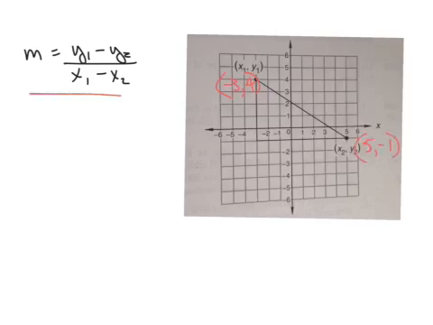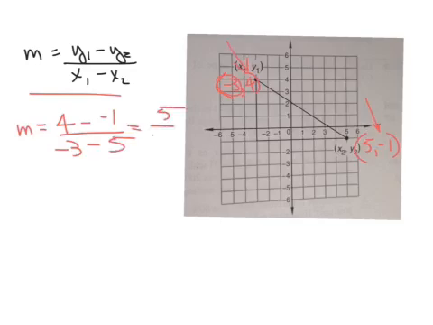Alright, so if we use this formula, we have m equals y2. Well, let's just use this 4 right here as my y2, minus y1, or y2, whatever, -1 over -3 minus, and it's always minus, 5. So this becomes 5 over -8. Okay?